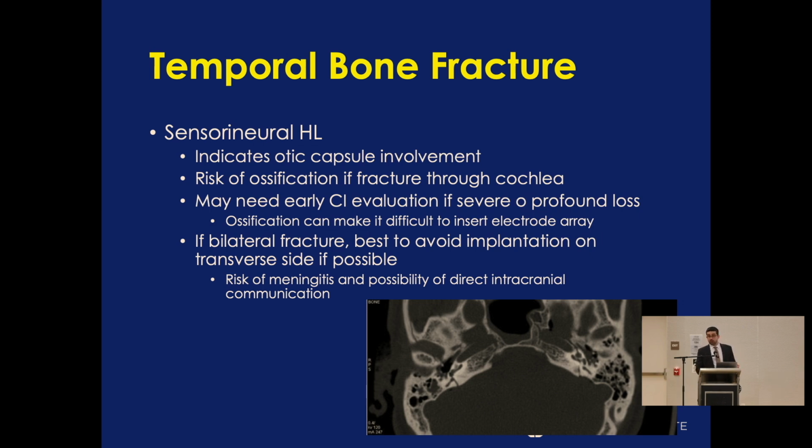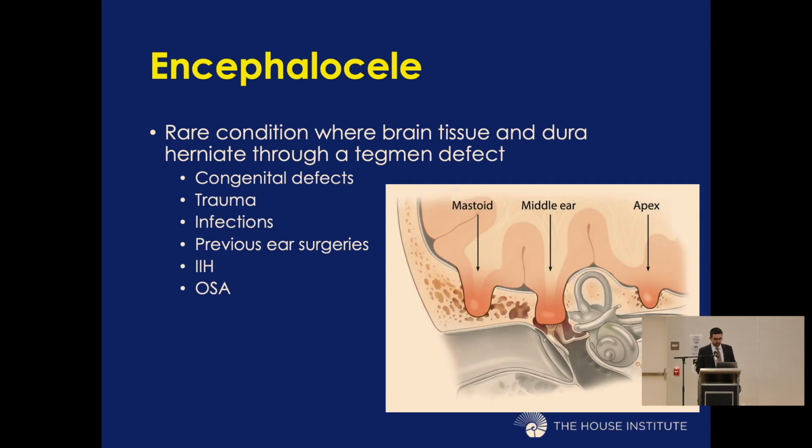And these patients are also at risk of getting meningitis, especially if it's a ruptured eardrum. They need to be put on antibiotics and eardrops, because if they develop an ear infection and there's a fracture line involving the skull base, they can easily end up with a meningitis through the CSF leak.